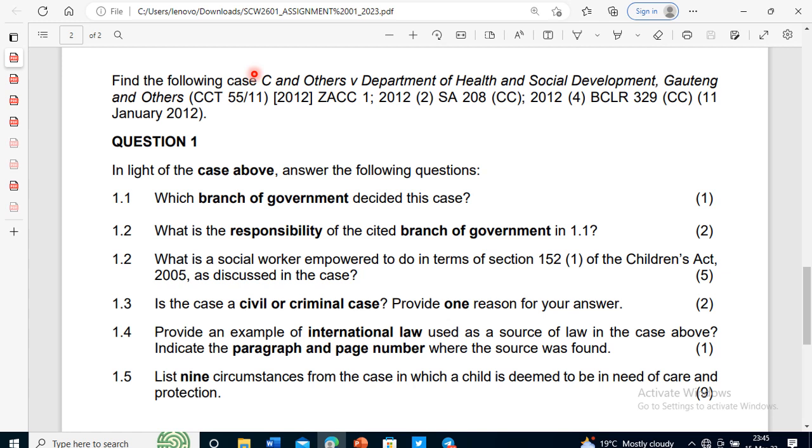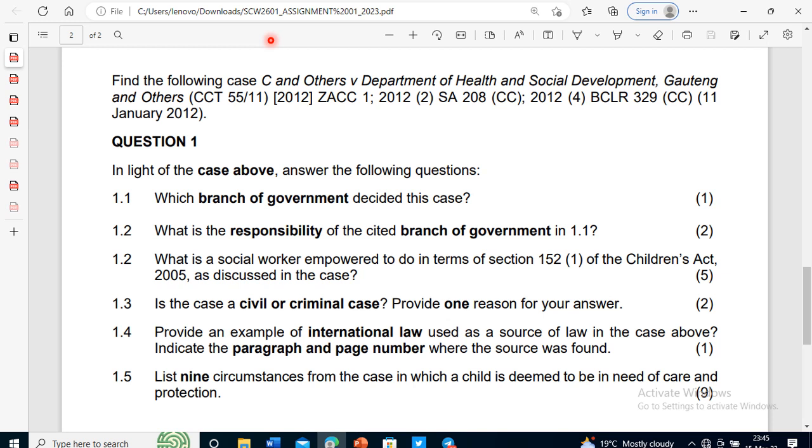So let's start with 1.1. It states: which branch of government decided this case? We have about three branches which separate the power of the government. That's separation of powers. If you have done CPD 1501, you will understand what I'm talking about. Even in your study guide, if you go to page 22, you're going to find the answer. Which branch decided? I do believe that it is judicial. Yes, it's a court. There's a legislative, there's an executive. The legislative, I think, deals with the parliament stuff.